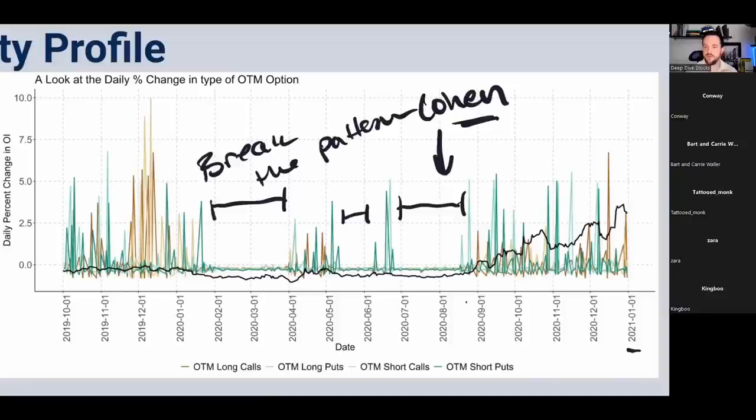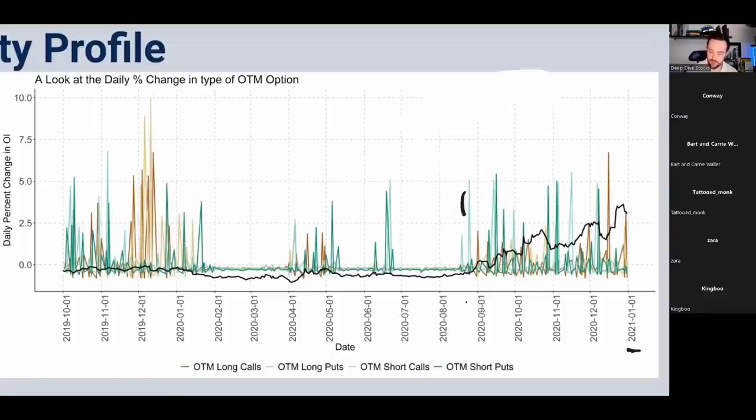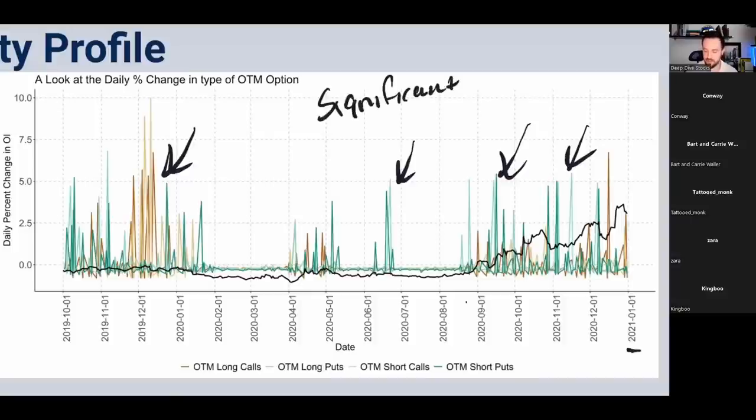Right, GME bottomed out the first week of April, July 2020, before the squeeze. The other thing I noticed was these huge spikes up, these huge positions being opened. Why are there no huge spikes down? Why are there no significantly large closures? There are only ever significantly large openings, and they seem pretty well timed. That was the first thing that piqued my interest.